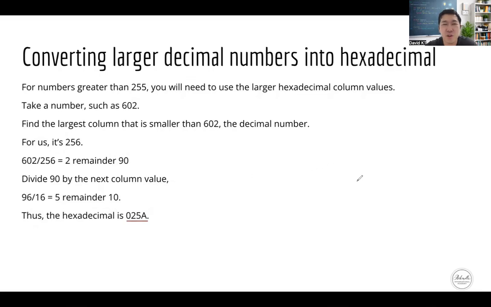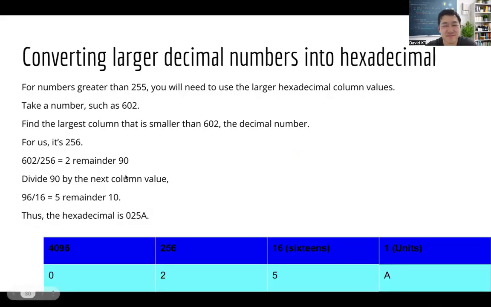So remember, each column looks like this: 16 to the 0 power, 16 to the first power, 16 to the second power, 16 to the third power, right? So 025A. Feel free to check my work.